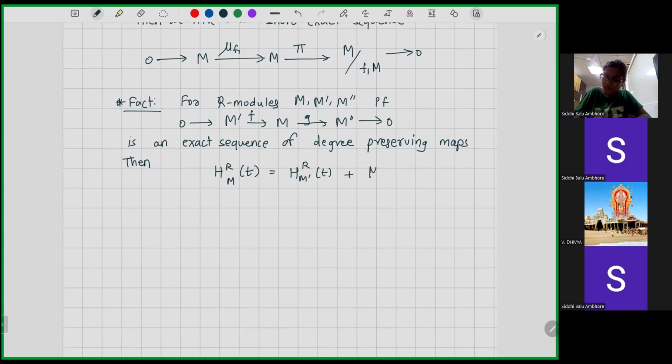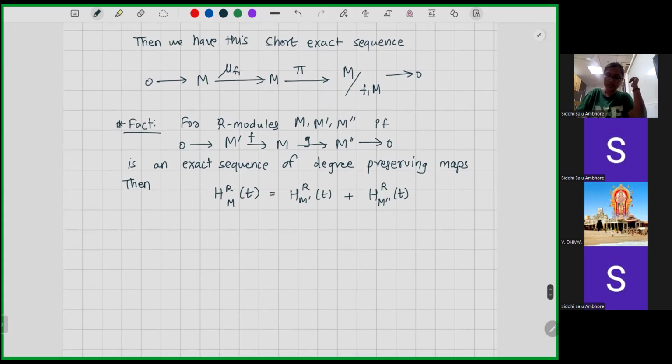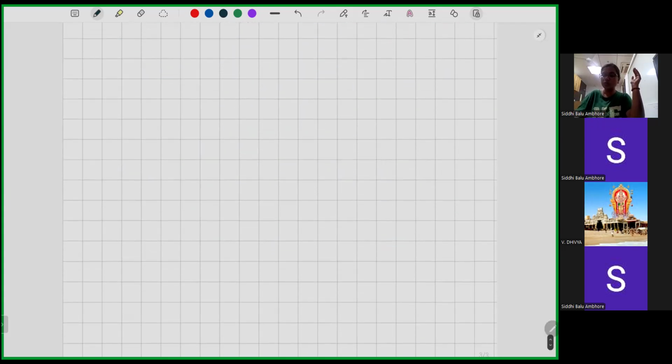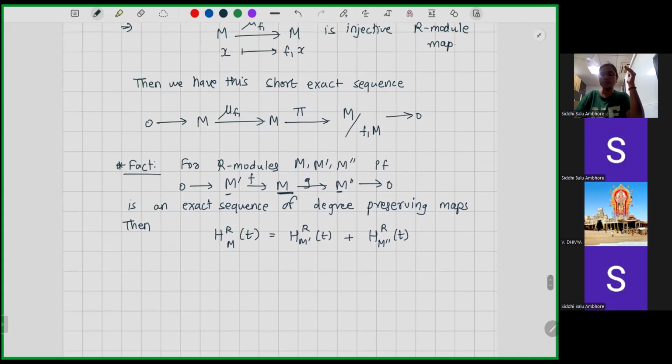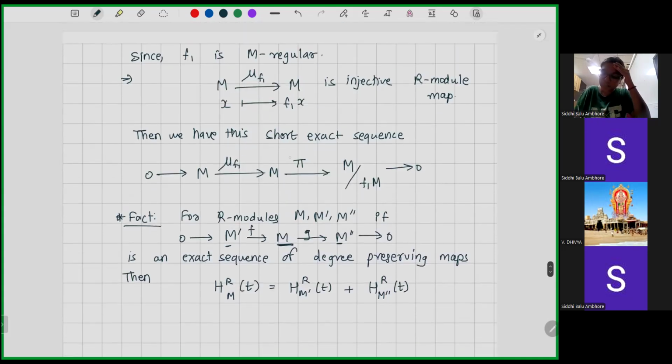So the Hilbert series is additive. The Hilbert series of M is equal to the sum of the Hilbert series of the two modules at both ends. So far we have this short exact sequence, but we want it to be degree preserving too. We know F1 is a homogeneous element, and it has degree delta 1. The projection is degree preserving, so there is no problem there.